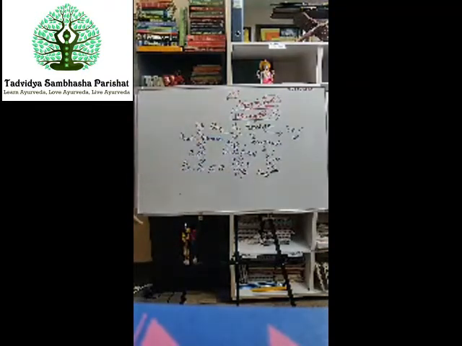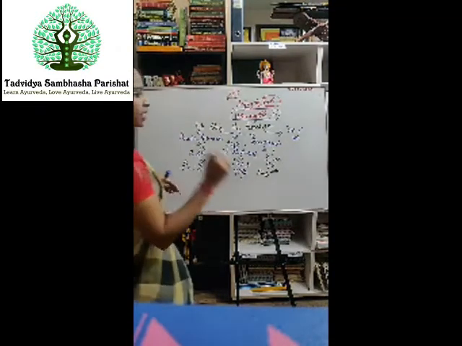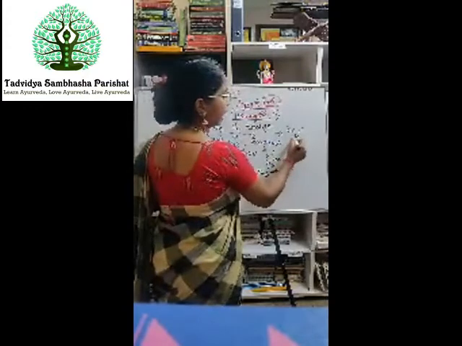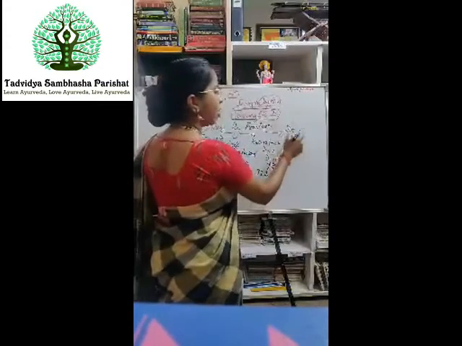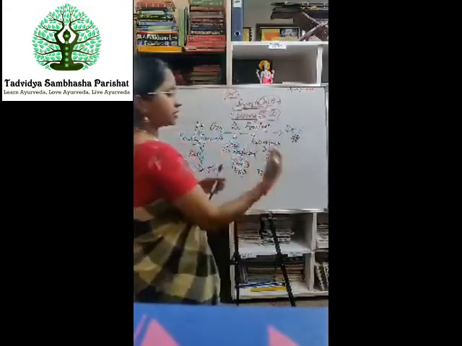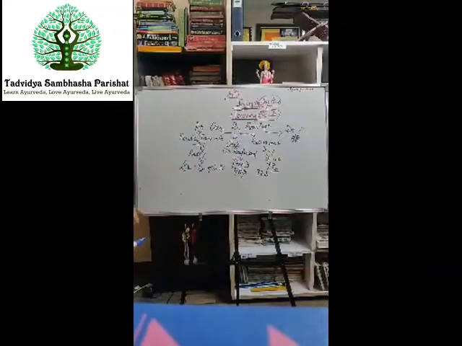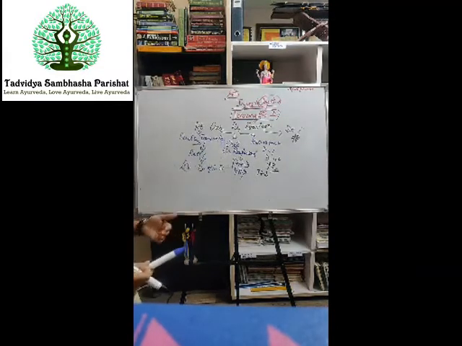The next one is fracture dislocation, that is any dislocation that happens along with a fracture. For example, you fall on your upper limb and there is a dislocation of the shoulder joint. Along with that, you could also end up with a fracture of the shaft of the humerus or of the clavicle. That is called dislocation with fracture.